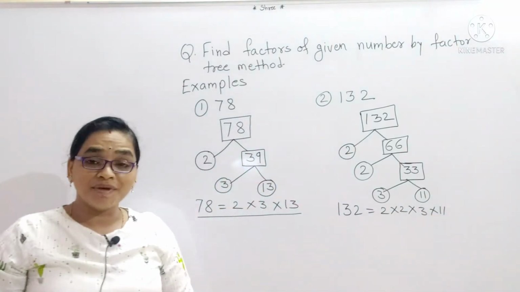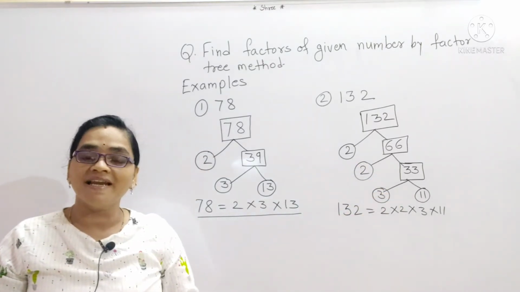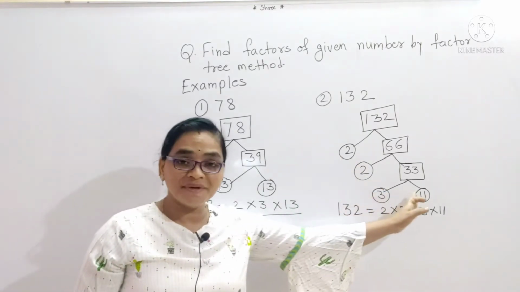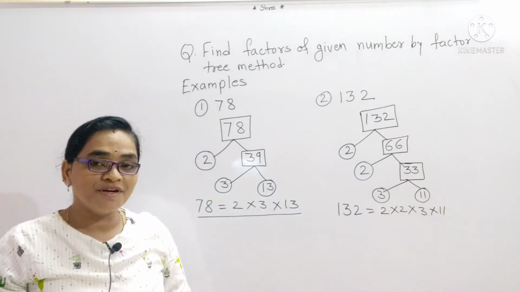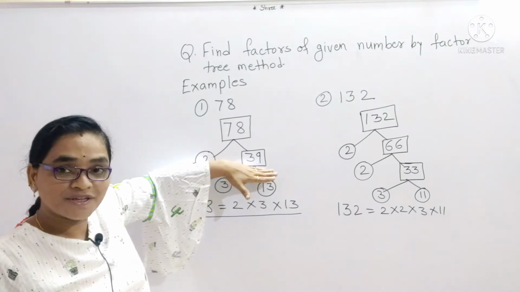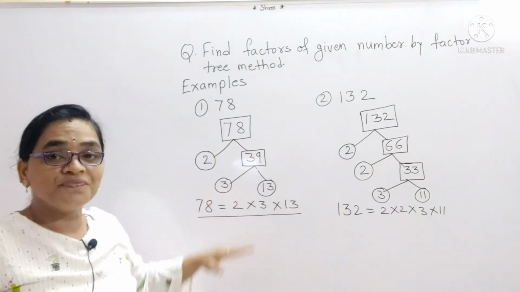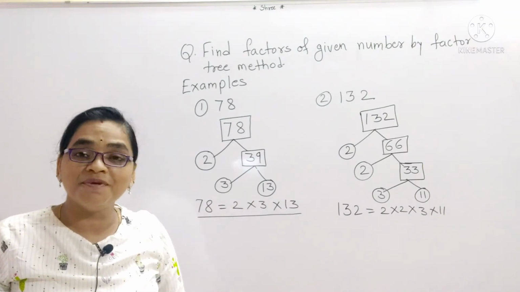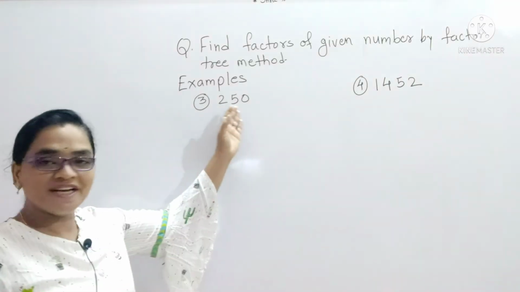And remember, we have to carry out this division till we are getting all prime numbers. Remember, it is very important. If you stop here, then the answer is wrong. We have to stop only when each and every factor is a prime number. Next, third example, 250.